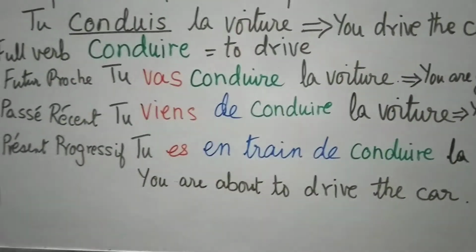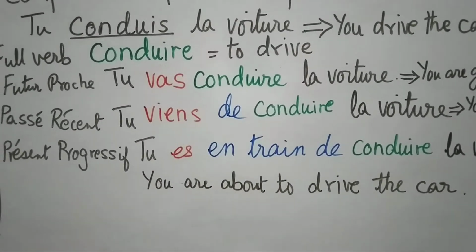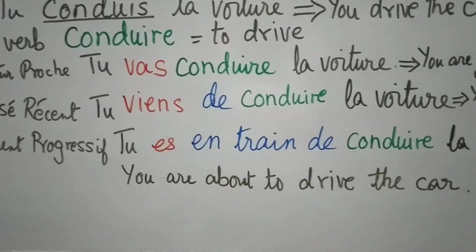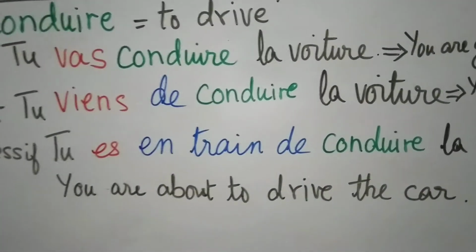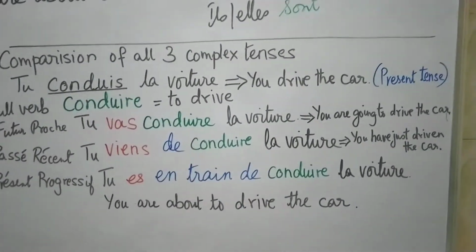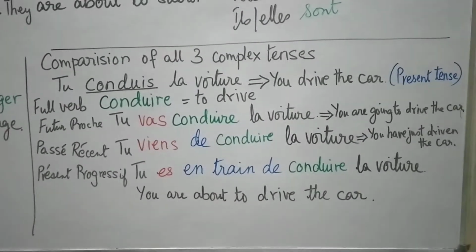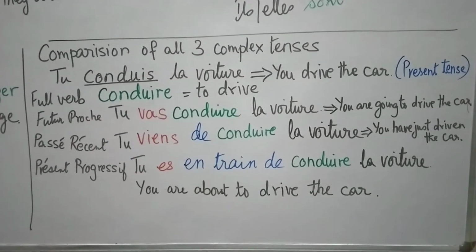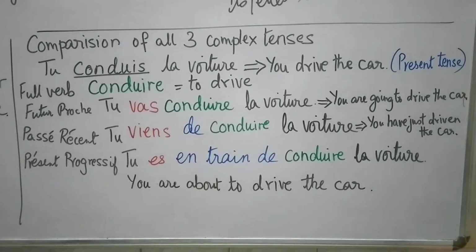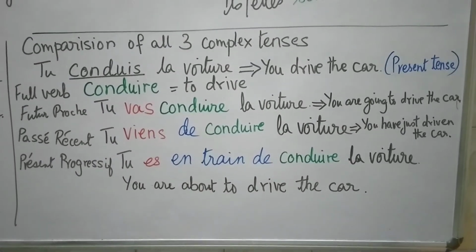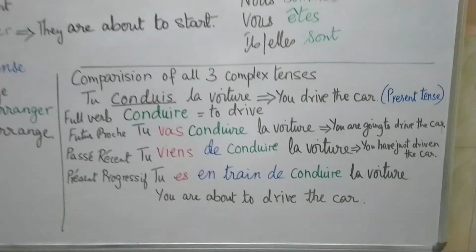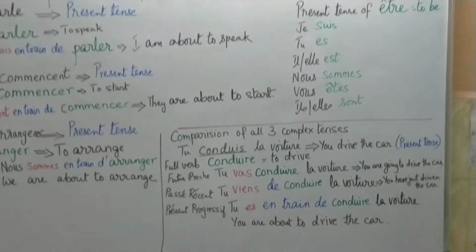And if we want to go into the present progressive of the same sentence, tu conduis la voiture, you will have tu es en train de conduire la voiture. You are about to drive the car. So this is the comparison of all the three complex tenses. The first is the future proche, the second is the passé récent, and the third is the present progressive. I hope you would have learnt to form all these three complex tenses, because the formation of all these three complex tenses is very, very important for standard 12.